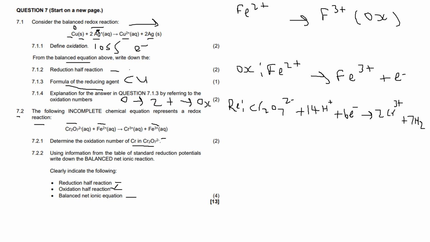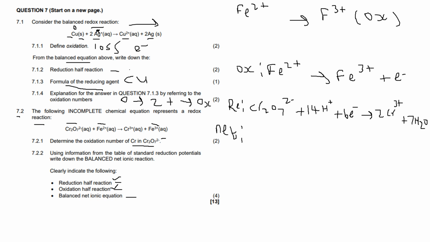So I've shown both the reduction half reaction and also the oxidation half reaction. So we need to get the net balanced equation now. You need to go and find the net balanced equation, and first cancel the electrons. So let's check what's happening.